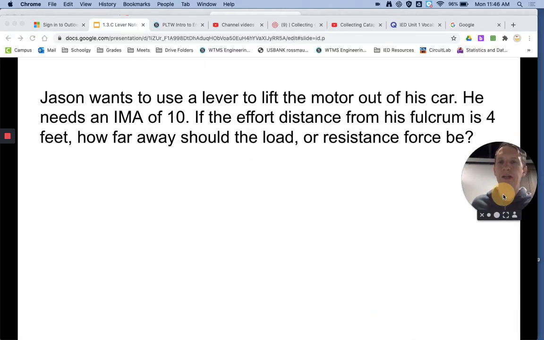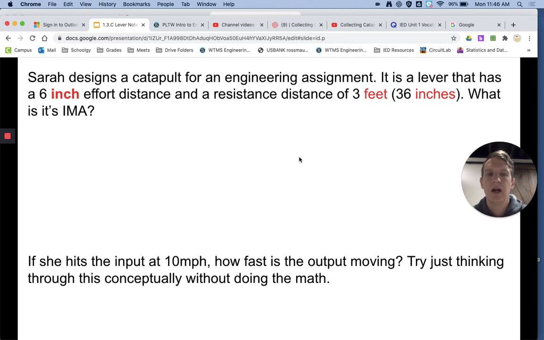So this problem here, Jason's using a lever to lift a motor out of his car. He needs an IMA of 10. So again, you can use a second or a first class lever for this. Either one will work. Just draw out your picture, list your variables, do all that. Here, be careful. I originally had this as just inches and feet, and then people were confusing that, so I'm like, maybe inches, because this isn't about unit conversion, this is about mechanical advantage.